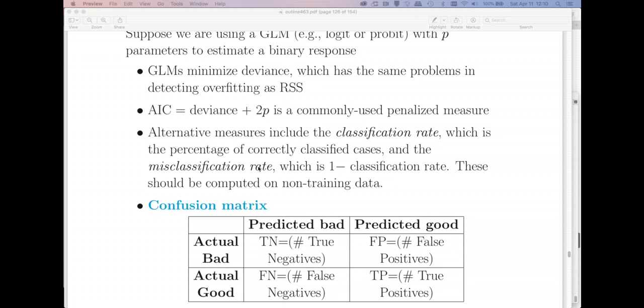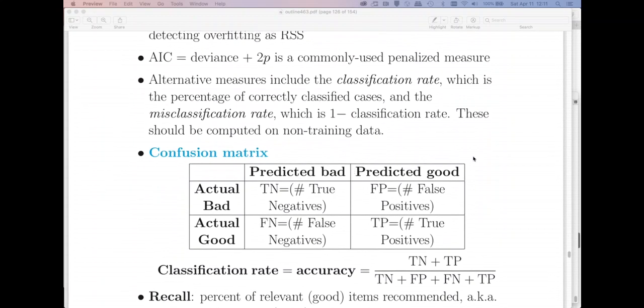So what is the classification rate? It's just the percentage of correctly classified cases. So if I have, say, 100 training samples, and my classifier gets 90 of the 100 correct, then my classification rate is 90%. The misclassification rate is just 1 minus the classification rate. So if I got 90 right out of 100, my misclassification rate is 10%. So the classification rate is computed from what's called the confusion matrix.